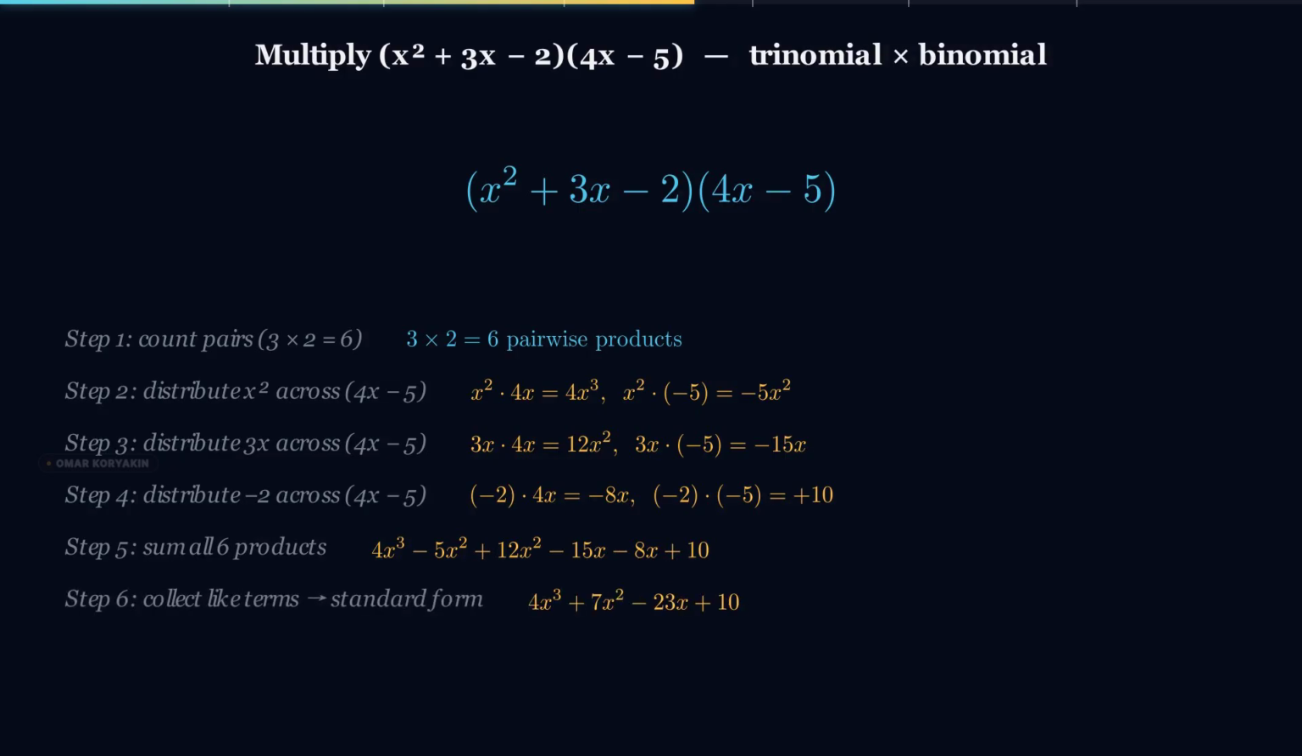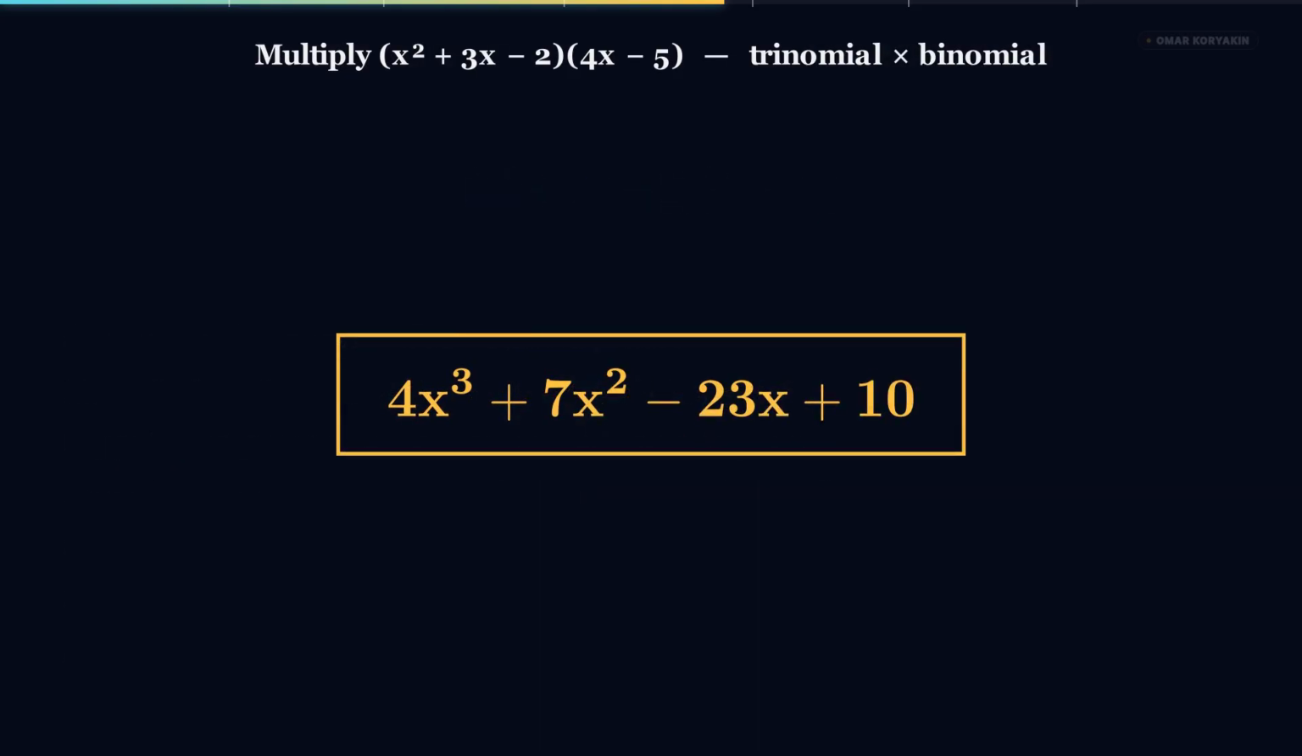Step 6. Verify the structural pieces. Degree of the product is 3, equal to 2 plus 1, the degrees of the inputs. Leading coefficient of product is 4, equal to 1 times 4, the leading coefficients of the inputs. Constant term of product is 10, equal to negative 2 times negative 5, the constants of the inputs. All three structural checks pass. So the product is 4x cubed plus 7x squared minus 23x plus 10.